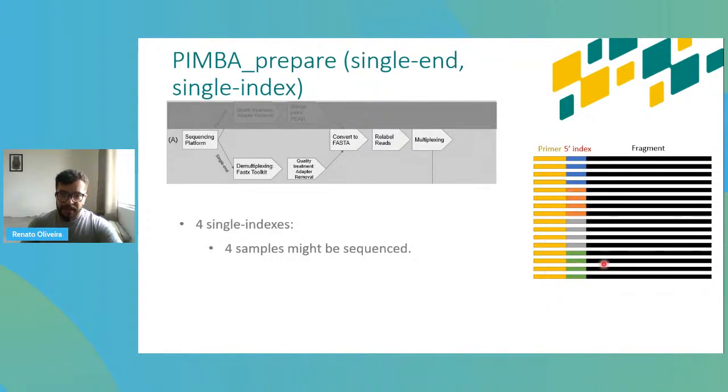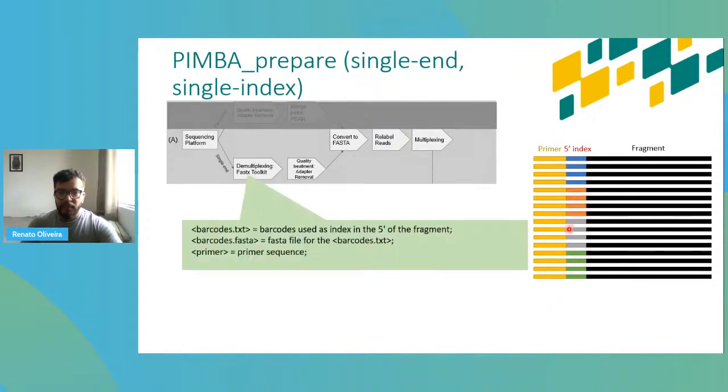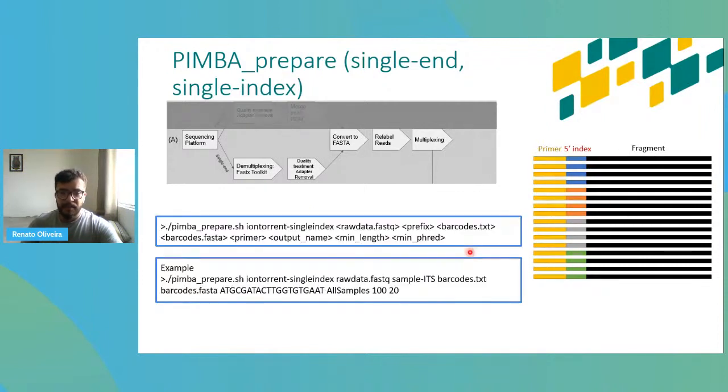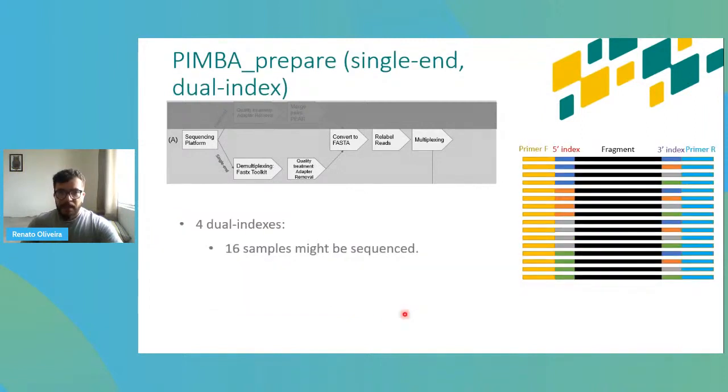And to analyze this kind of data, you just need to inform PIMBA Prepare a text file with the barcode index, a FASTA file with these barcodes, and the primer sequence. And then PIMBA Prepare will be able to analyze and correctly label the fragment to each sample. And this is an example of a command line that you could use for that.